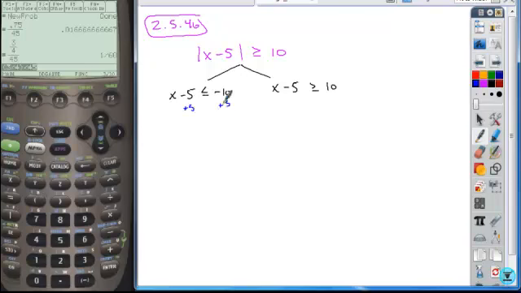So we get x is less than or equal to negative 5. Same process here. x is greater than or equal to 15.